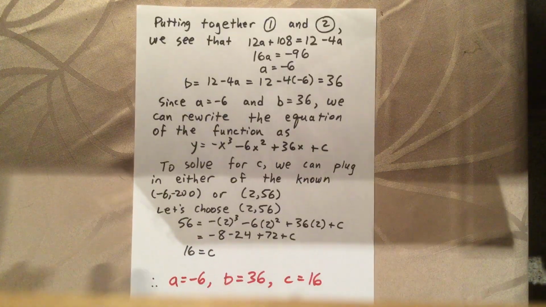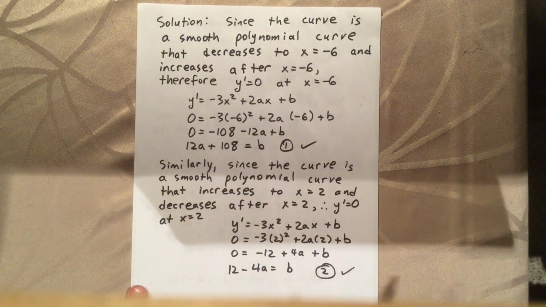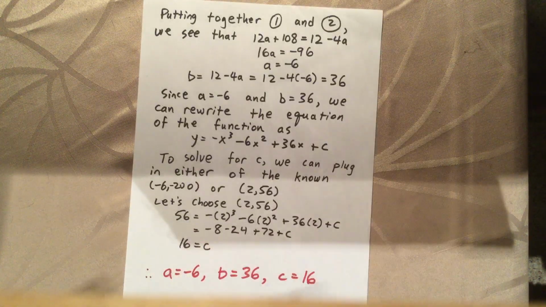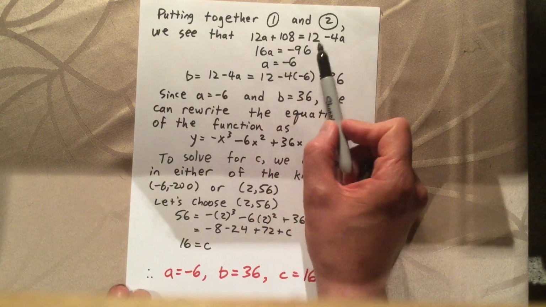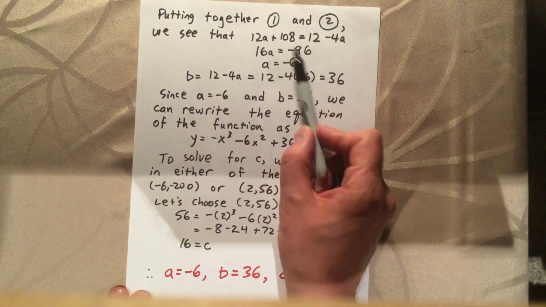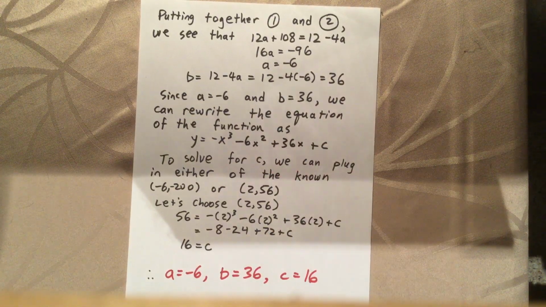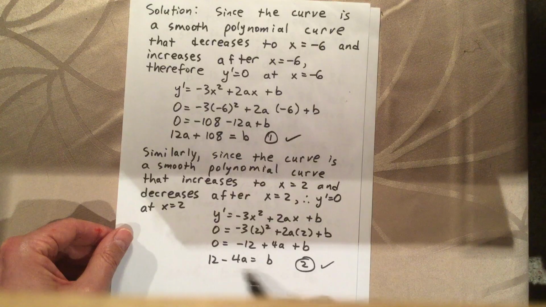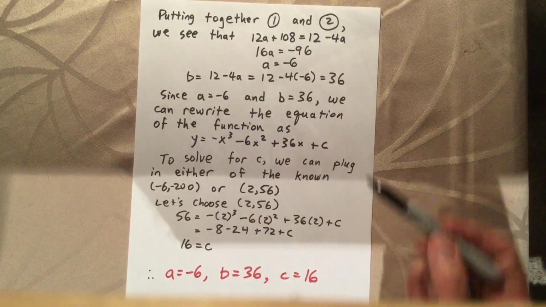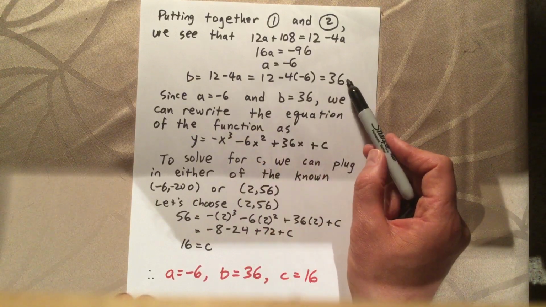Now, if you notice, equation 1 and equation 2 are both expressions for b. So we can make them equal to each other. Putting together 1 and 2, we can say that 12a plus 108 equals 12 minus 4a. Solving that gives us a equals negative 6. Since b is equal to 12 minus 4a, and a is negative 6, I can solve for b. b must be equal to 36.